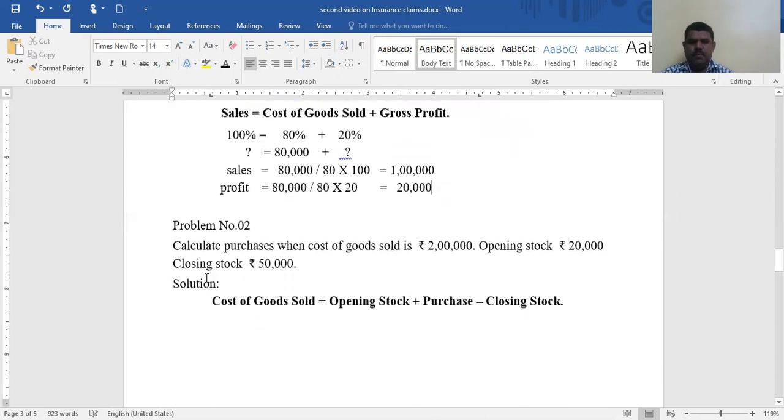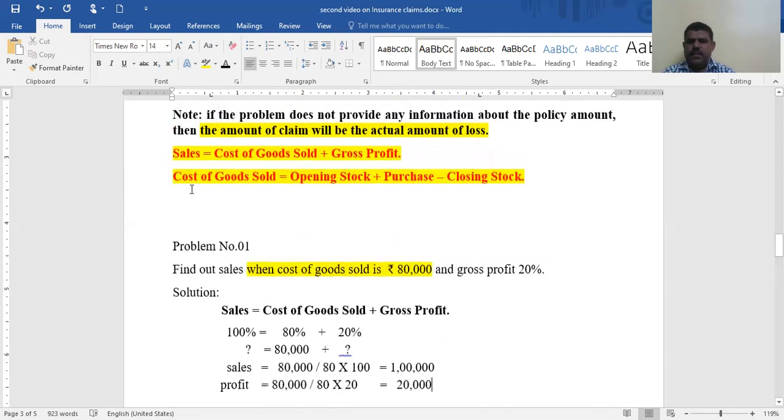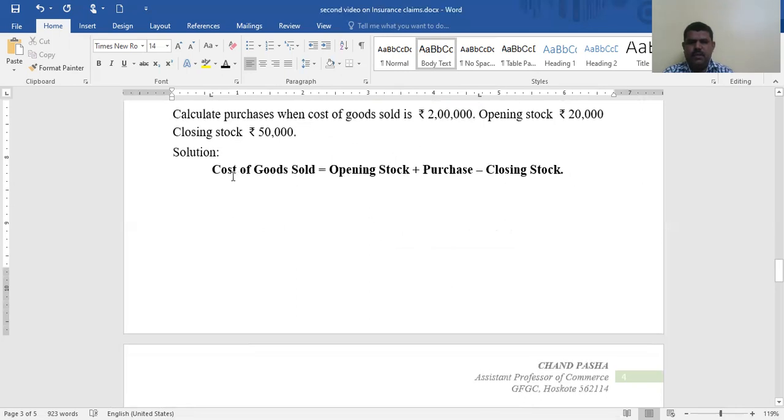Let's move on to problem number 2. Calculate purchases when the cost of goods sold is 2 lakh, opening stock 20,000, closing stock 50,000. We need to find out the purchases. For this, we make use of the second equation, that is, cost of goods sold equals opening stock plus purchases minus closing stock. Let us write the formula here. Solution: cost of goods sold equals opening stock plus purchases minus closing stock. Now, look at the question.